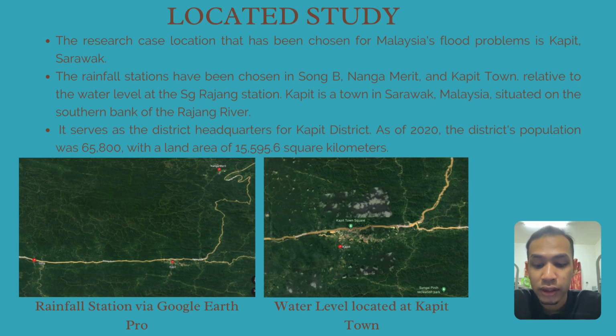Kapit is a town in Sarawak, situated on the southern bank of the Rajang River. It serves as the district headquarters for Kapit district. As of 2020, the district population was 65,800, with a land area of 15,595.6 square kilometers. The first picture is a rainfall station via Google Earth Pro, and the second is a water level station located at Kapit Town.